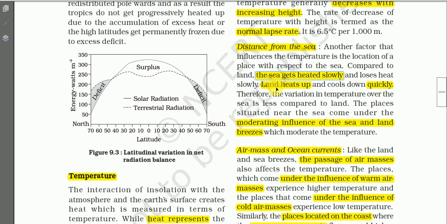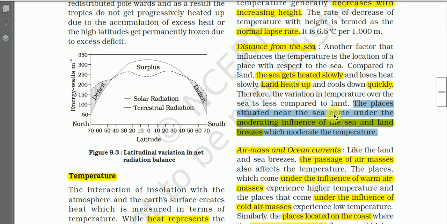In other words, land heats up and cools down quickly. Land surface heats up and cools down quickly, and therefore the variation in the temperature over the sea is less as compared to land, and the places situated near the sea come under the moderating influence of the sea and the land breezes, which moderate the temperature.